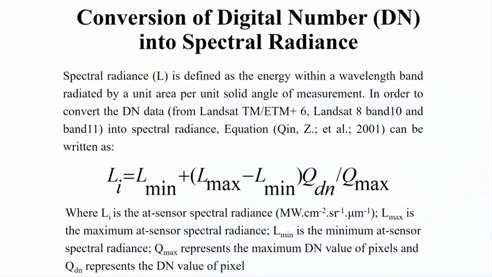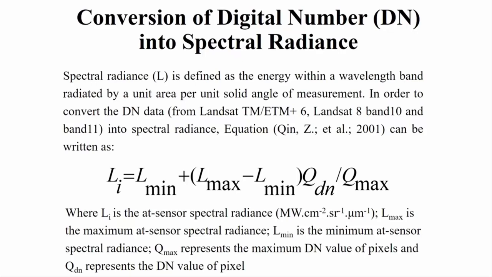Now if we have any thermal data set, we need to convert the data set values. Those values will be digital number values. Each pixel will be associated with a digital number value. Those digital number values should be converted to the spectral radiance, because suppose one is interested in finding the temperature information from the thermal data set. So the first step will be to find the spectral radiance.